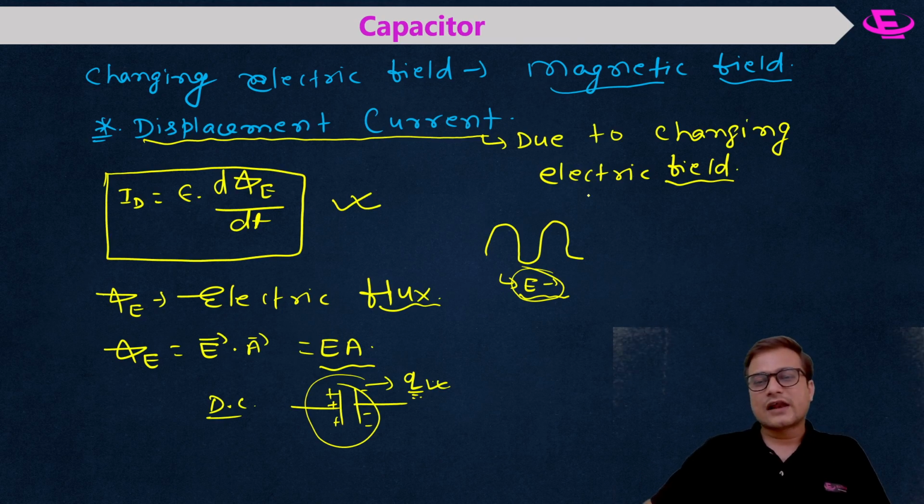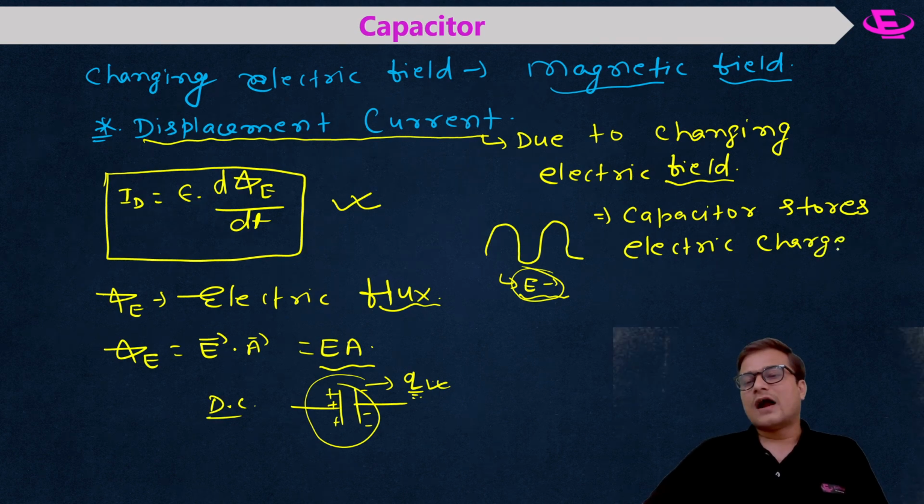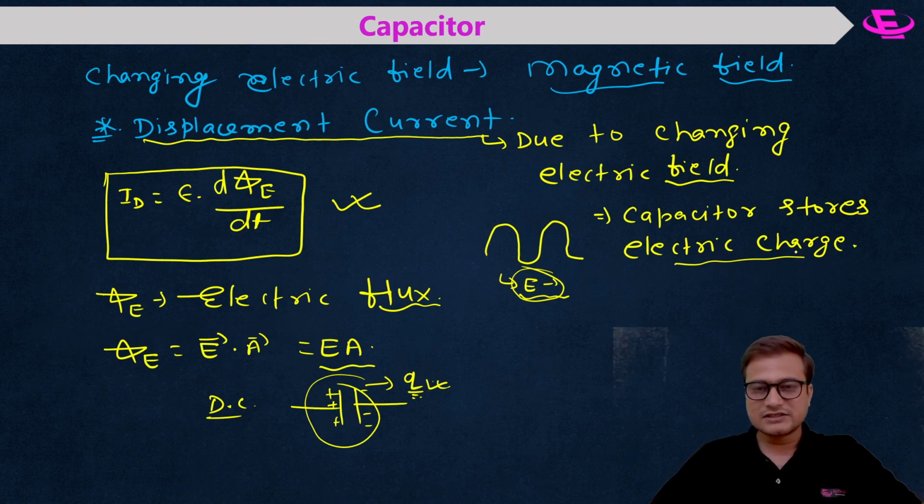So you can write one very beautiful term. Just note down this one: capacitor stores electric charge. And what about the inductor? If somebody asks you about the inductor, the inductor stores current and the capacitor stores electric charge. I hope it is clear to you.